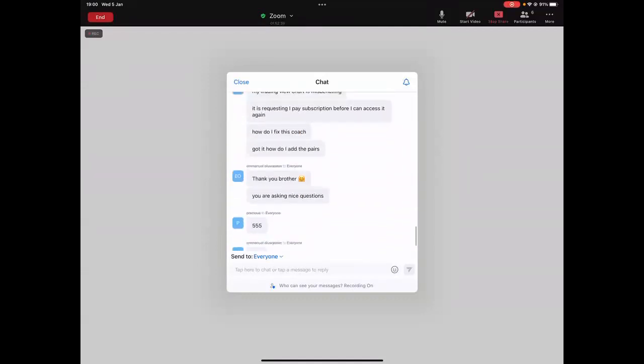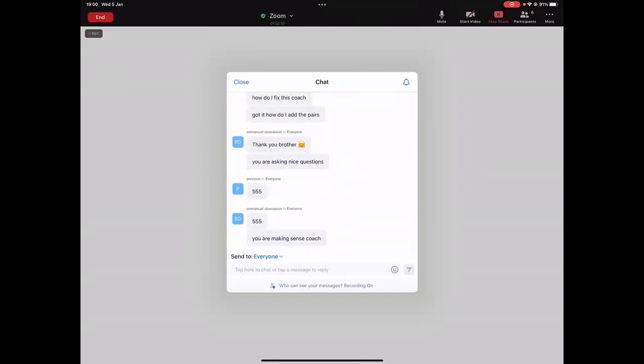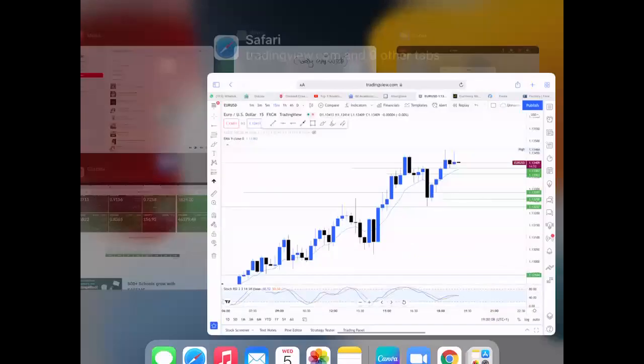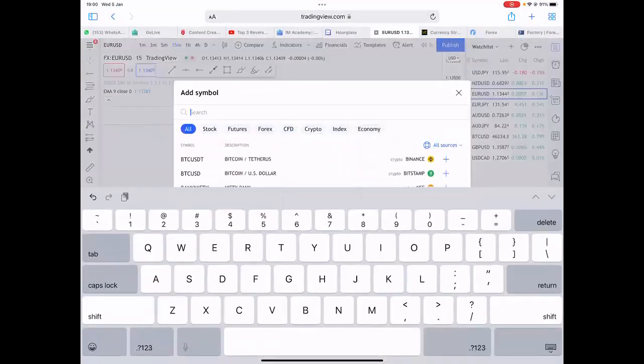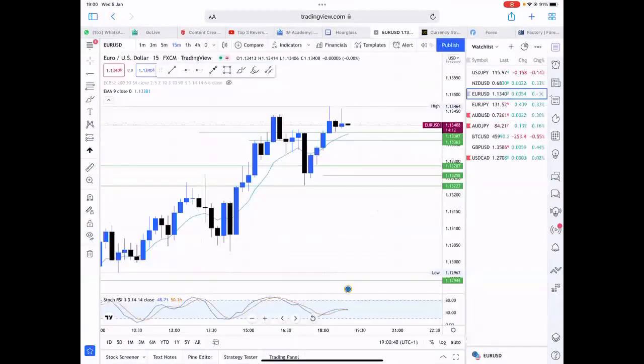How do I add the pairs? Don't just rush over it again, sir. Come here, watch this, click on add, type the currency pair you want to add, then click on the one that has OANDA. Then click on that plus. Once you click on plus, cancel. And that's all.